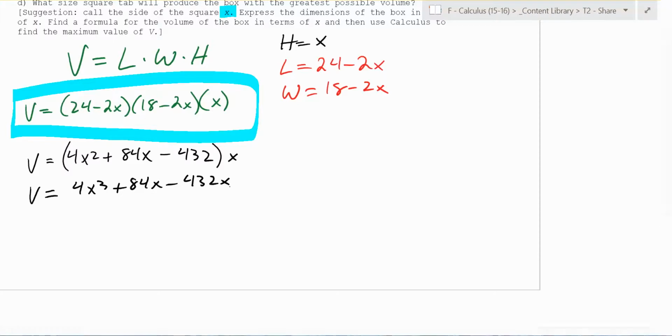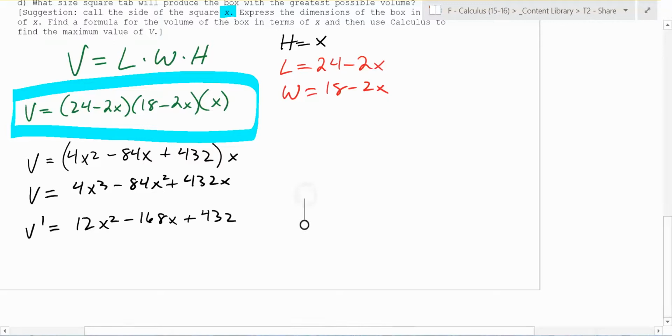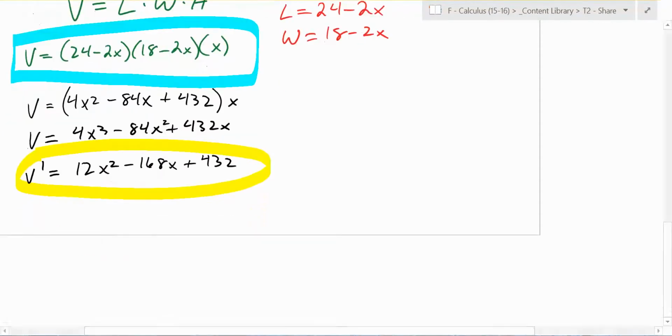So the reason we do it totally out, Nick, is now we have a nice clean polynomial. What do we do now? We're looking for a maximum, so what do we take? Yeah, so what's v prime going to be? Tell me what it's going to be. It's nice that we have this derivative. Yay, we have the derivative. Now what do we want to do with the derivative?